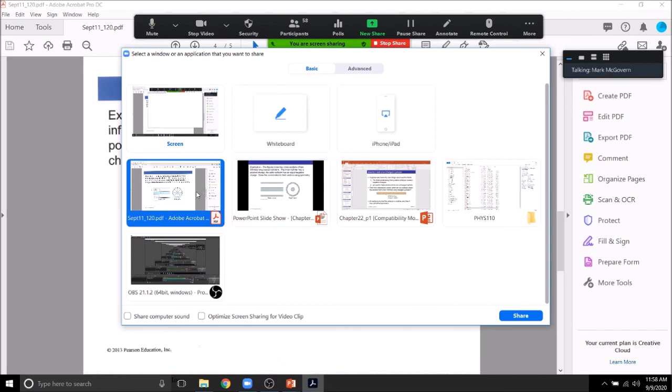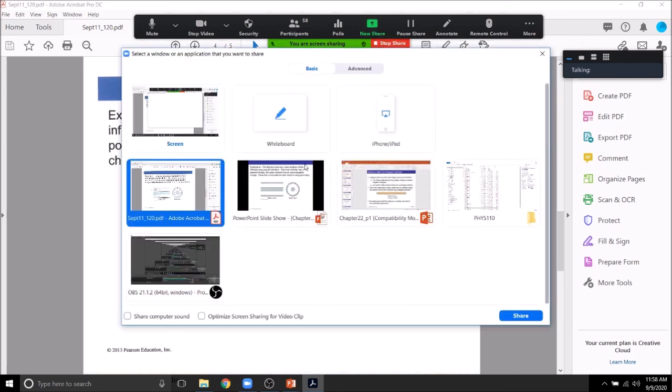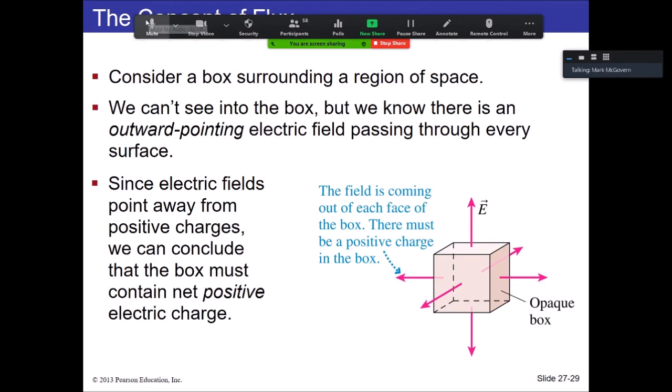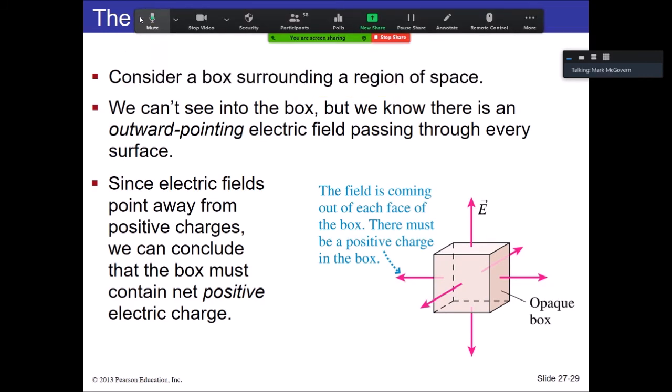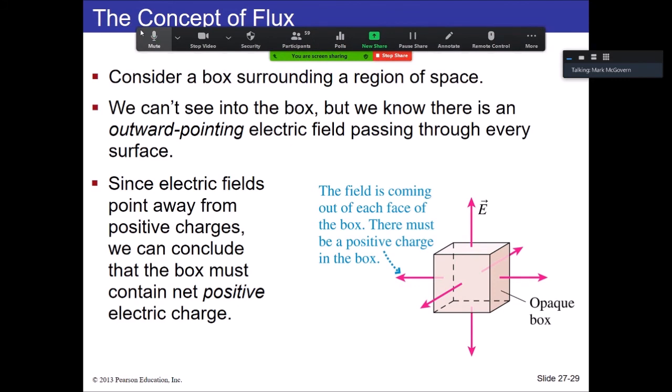All right, so now it brings us to the last concept. Concept number 4 for today. And that is the concept of electric flux.